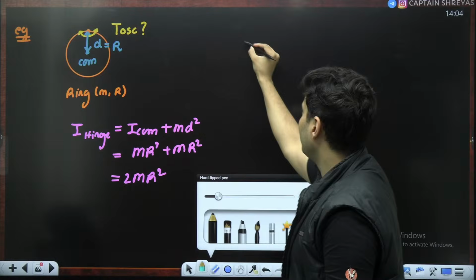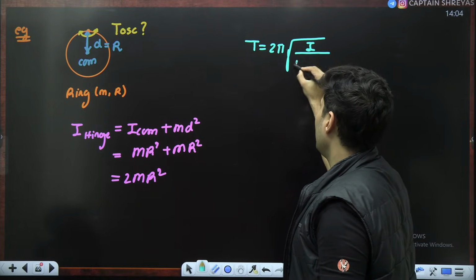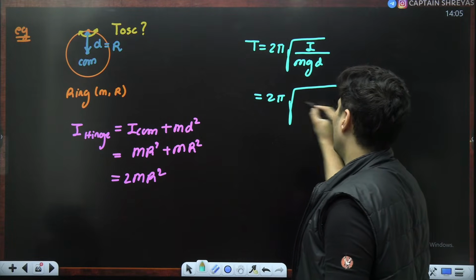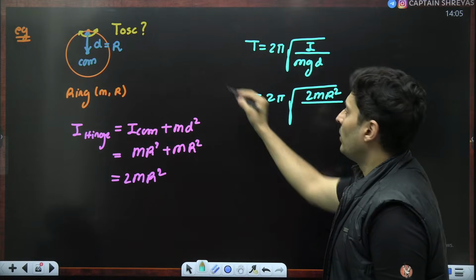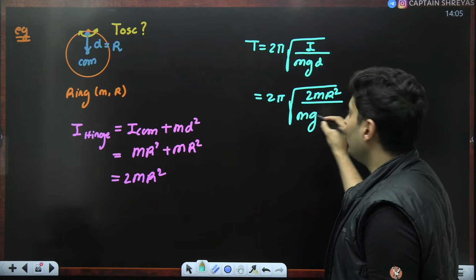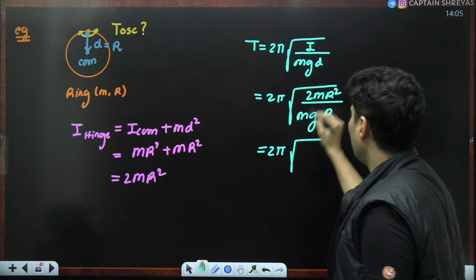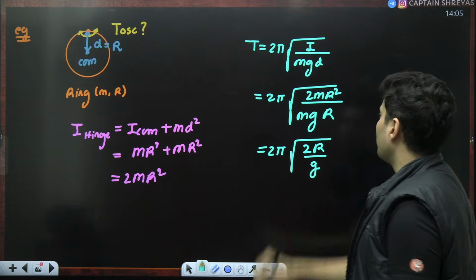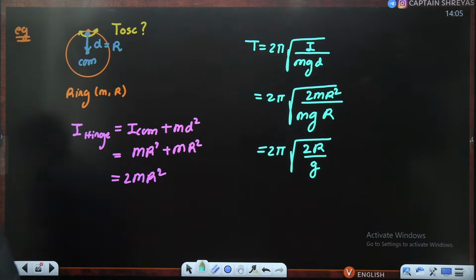Now we can find the time period. 2 pi under root I divided by mgd. So 2 pi under root, what is the moment of inertia? 2mr square. What is mass? m. g, d is r. So what will I get? 2 pi root, m cancelled, r cancelled. So 2r by g. That is it. So 2 pi root 2r by g is the final answer.